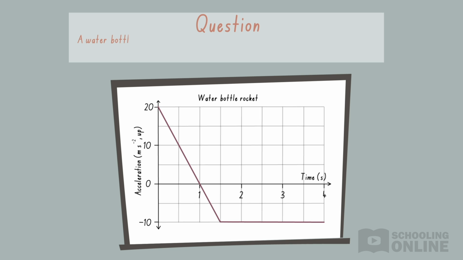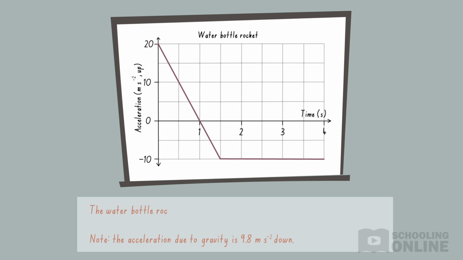A water bottle rocket begins on the ground, at rest. Its motion is represented in the acceleration time graph below. The water bottle rocket reaches its maximum height above the ground when its velocity is 0 metres per second. Calculate when this occurs. Pause the video here to think about your answer.